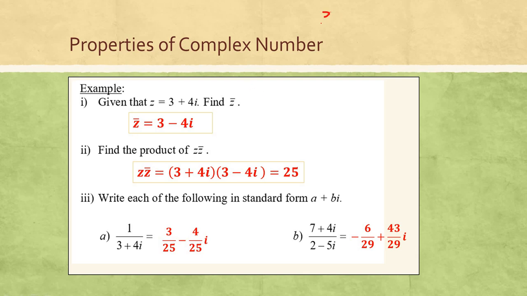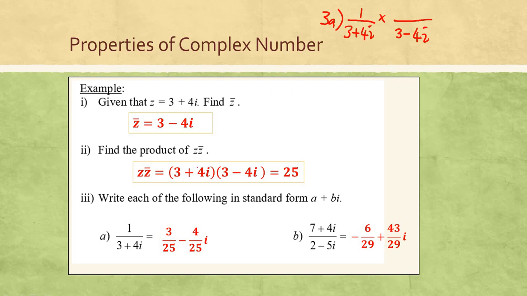3a first, 3a. How do I get this 3 over 25 minus 4 over 25i? So our question is 1 over 3 plus 4i. So we want to standardize in terms of a plus bi. We need to rationalize. Remember, when we rationalize, we have to use the conjugate, which is 3 minus 4i. So we cannot simply times with 1 over 3 over 4i.